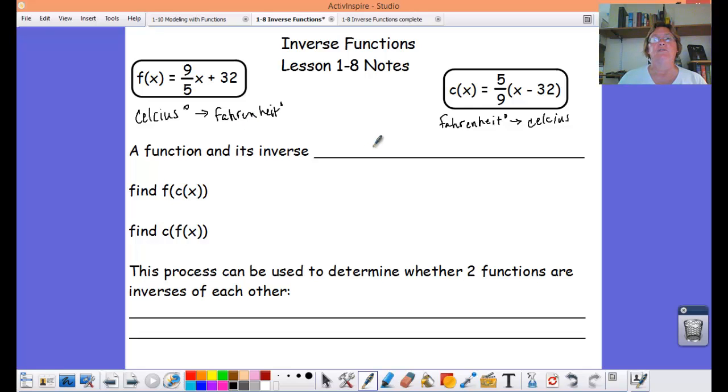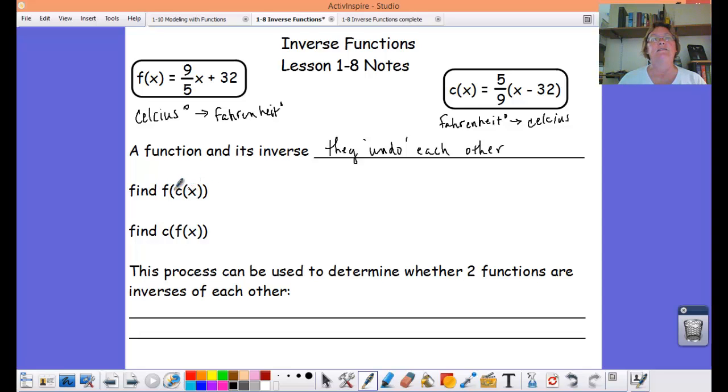So the deal with a function and its inverse is that they undo each other. In simplest terms, they undo each other. Now, you've taken inverse functions before. Today we are going to begin showing you a way to determine if two functions are inverses.